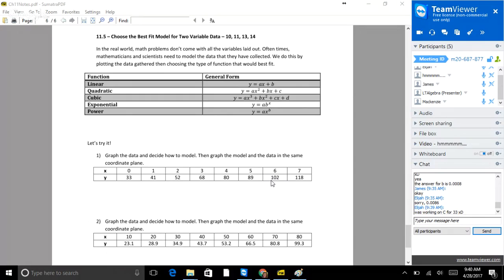In the real world, math problems don't always come with everything laid out. So mathematicians and scientists have to model the data they've collected. We do this by plotting the data and then choosing the type of function that would best fit this data. We're going to use Desmos for this, but before we get started, I just want to do a quick review.